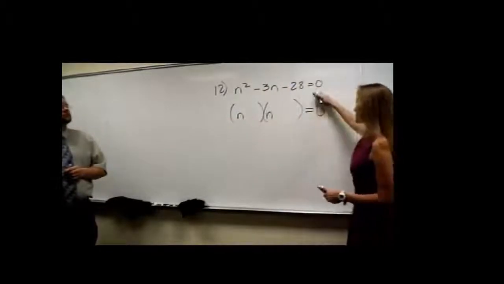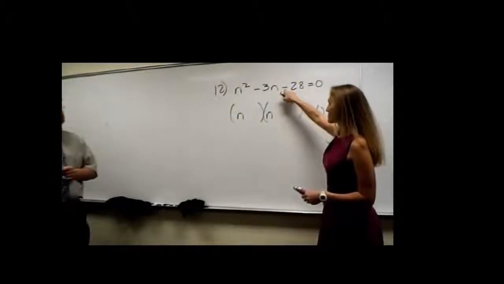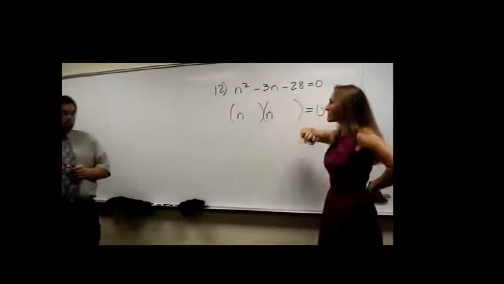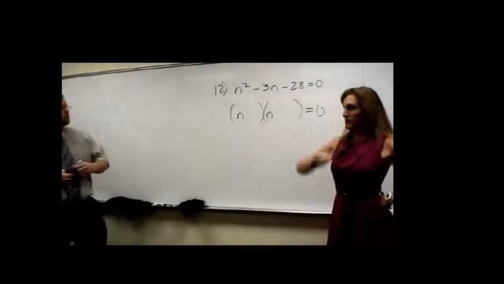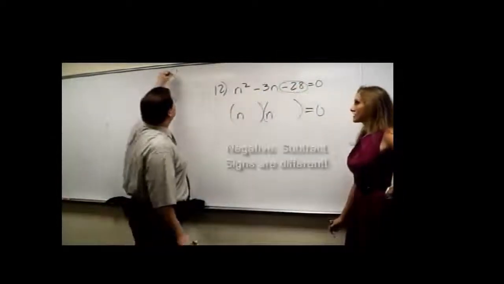Let's not forget to equal 0 because this is an equation, not just an expression. Now this is a negative. This is a minus right here, so I need to identify what that means when I'm looking at signs. What does that mean for our signs, Professor Kasha? Well, because the last term is negative, that means that the signs will be different.